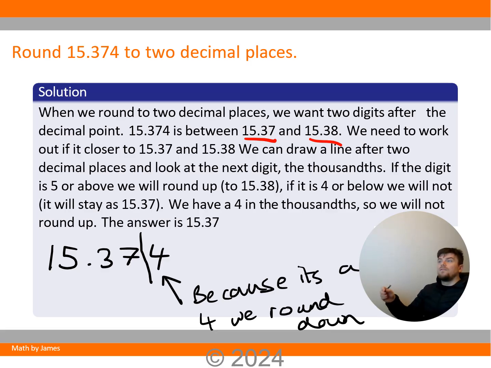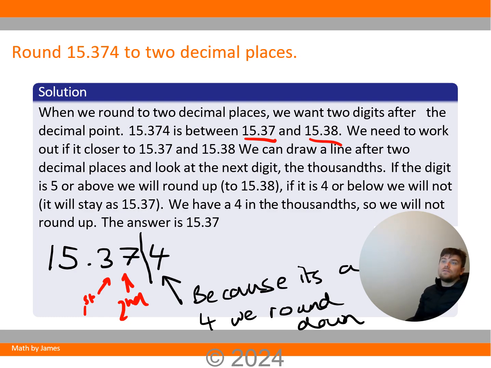Then we draw a line after the 2 decimal places. So here, notice it's 2 decimal places, so we've got our first place and our second place here. Really important to understand that. If you don't quite get that, do reach out to us. We're here to help you.